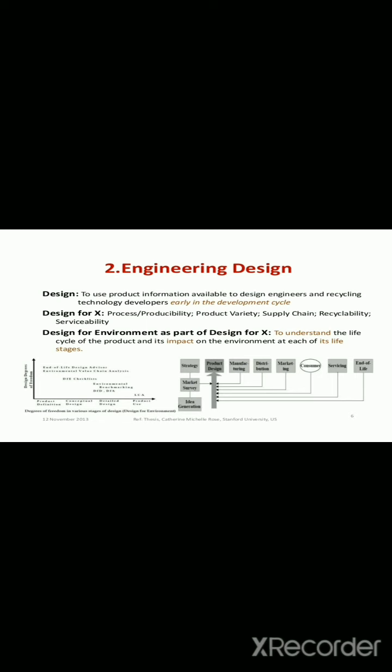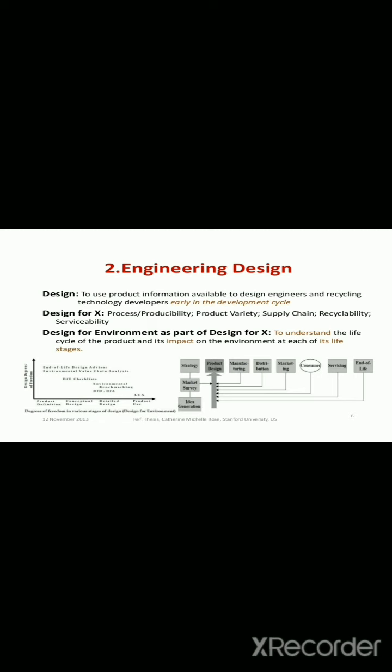Next, second part is engineering design. Design to use product information available to design engineers and recycling technology developers early in the development cycle. Design for process and producibility covers product variety, supply chain, recyclability and serviceability. These are independent points for designing of engineering.